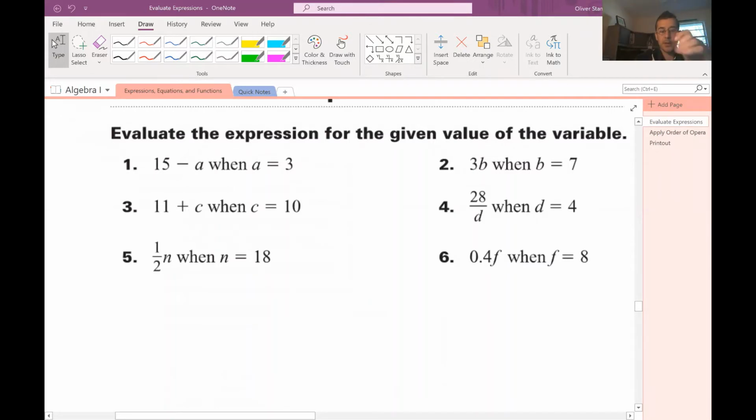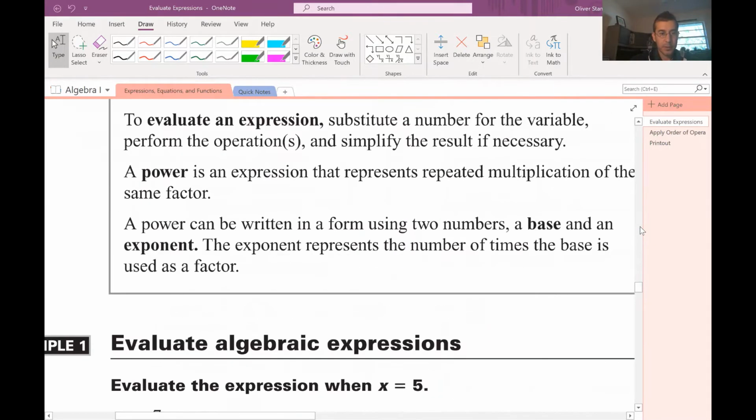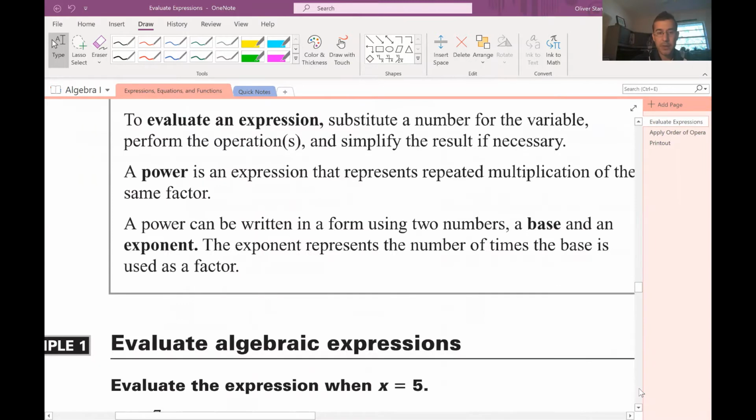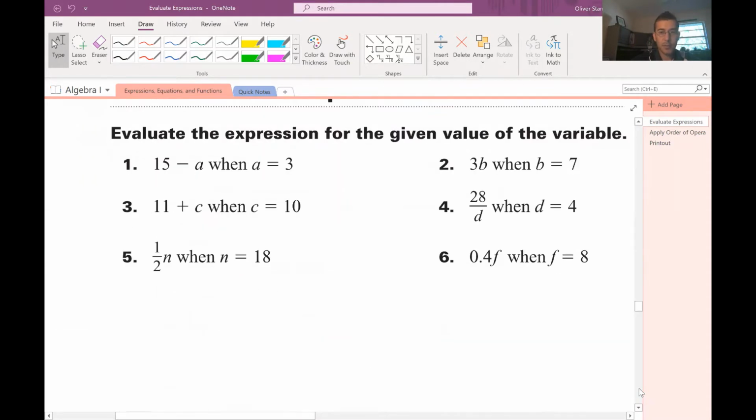And again, let me scroll up here. So we're in lesson 1.1 review for mastery, and we're solving problems 1 through 6. So the first one is 15 minus a when a equals 3. So this becomes 15 minus 3, which is 12. Okay, so 15 minus 3, 5 minus 3 is 2, and 1, so it's 12. That's the solution for 1.